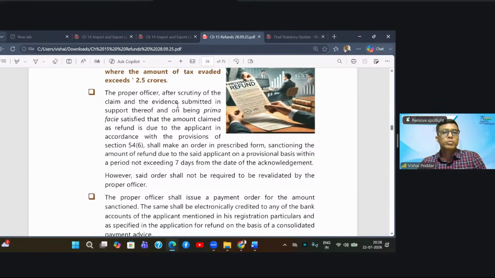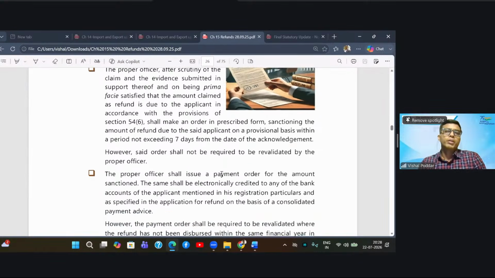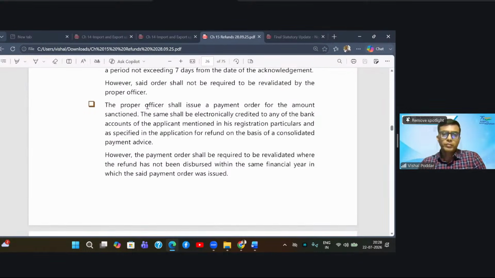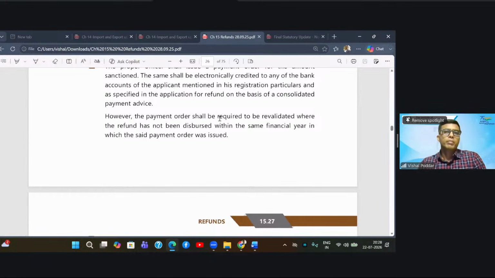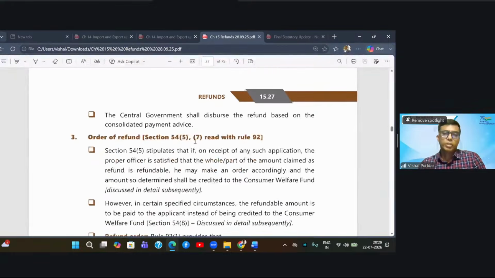Then the proper officer, after scrutinizing the claim and the evidence submitted in support, and on being prima facie satisfied that the amount claimed is due to the applicant in accordance with 54(6), shall make an order in the prescribed form sanctioning the amount of refund due to the applicant on provisional basis within a period not exceeding 7 days. Next, the proper officer shall issue a payment order for the amount sanctioned, and the same shall be electronically credited to your bank account. However, the payment order shall be required to be revalidated where the refund has not been disbursed within the same financial year in which the said payment order was issued.